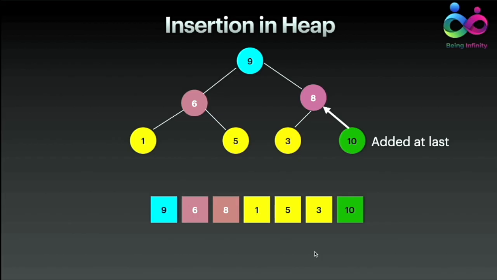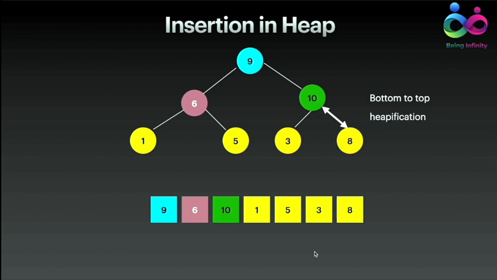Coming to insertion in a heap, the element we will be inserting will first be inserted at the last position. After that, we will be performing bottom to top heapification, in which we will be checking the value of the current element and the parent node element. And if the current node element value is higher than the parent node element, we will be swapping those values. And we will be continuing this till we get a valid heap.